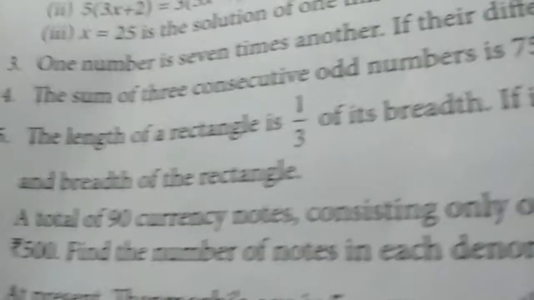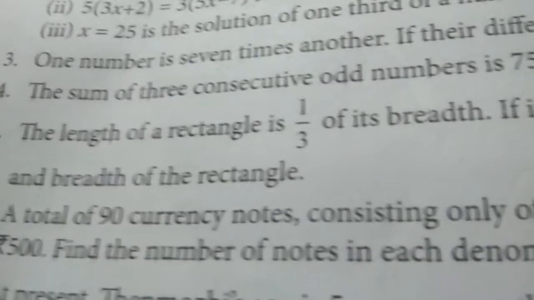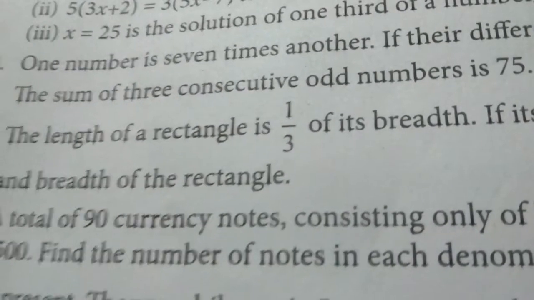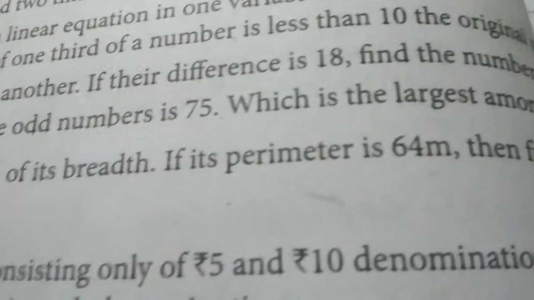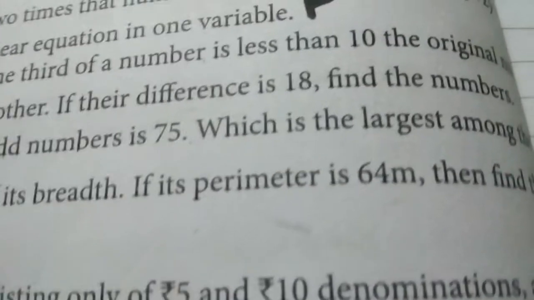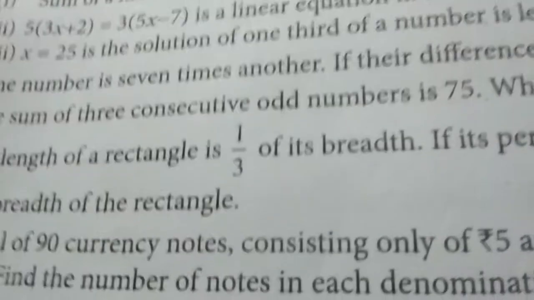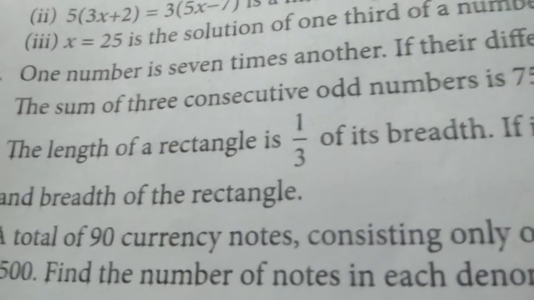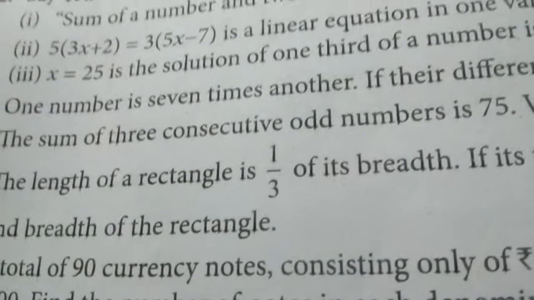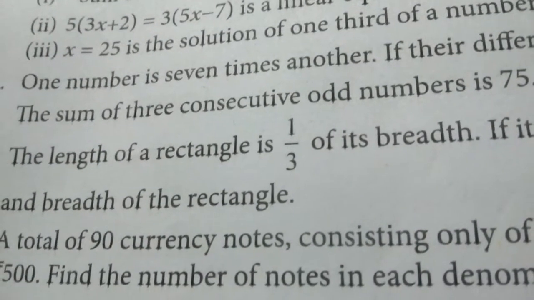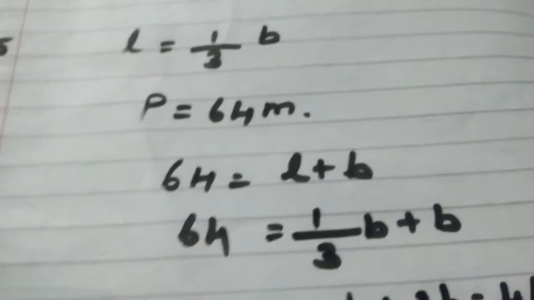The length of a rectangle is 1/3 of its breadth. If its perimeter is 64 meters, it is given that the perimeter is 64 meters, then they are asking us to find the length and breadth of the rectangle. So what is given is that the length of the rectangle is 1/3 of its breadth. Therefore I can consider that L is equal to 1/3 of B. Is it clear? My L is equal to 1/3 of B.